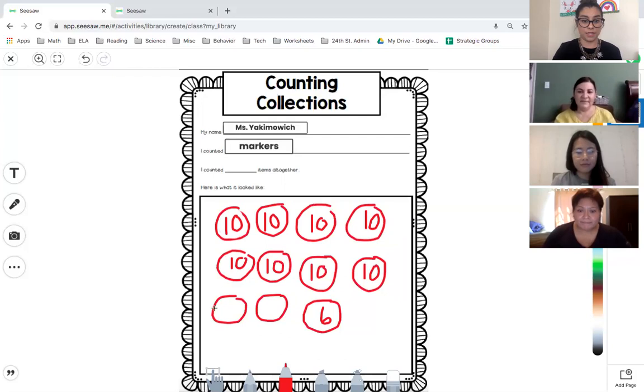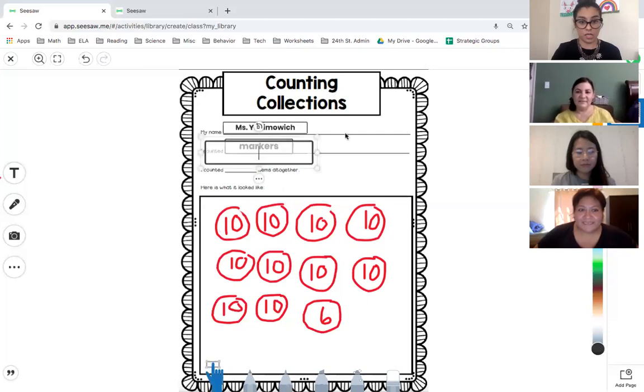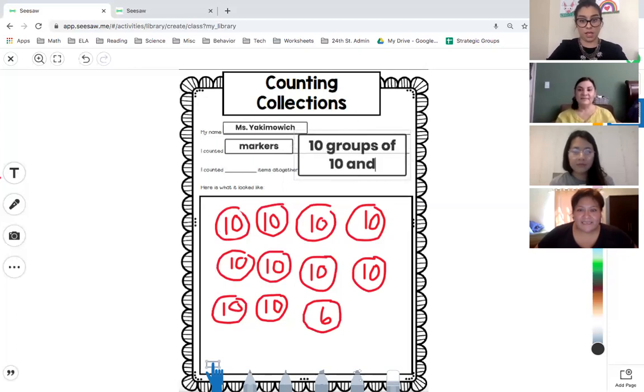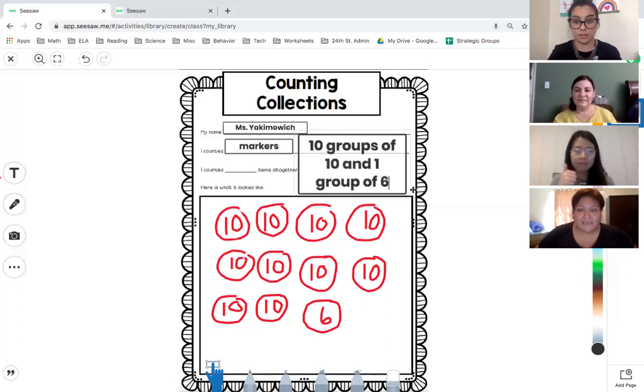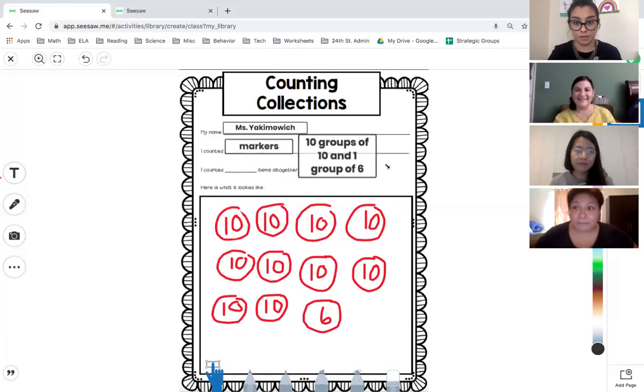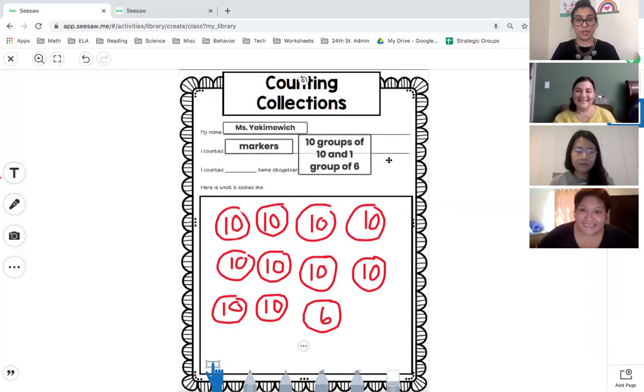And my friends have been putting, I counted markers, and then they add in some information just like this, with 10 groups of 10 and 1 group of 6. Wow. I know. That's impressive. That is, right? So they've been telling me how many groups and how much are in each group. So here we have 10 groups of 10 and one group of 6.